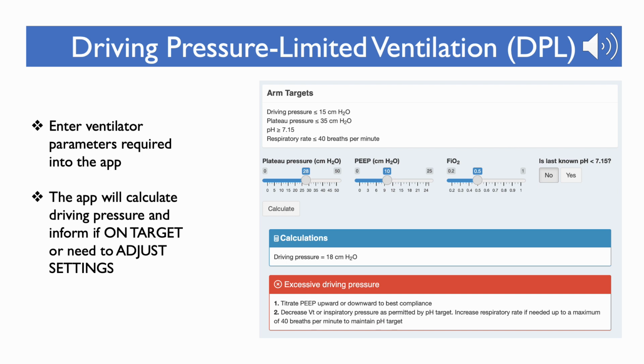The respiratory rate may be increased to a maximum of 40 breaths per minute to maintain the pH on target. After adjustments are made, the measurements can be repeated and re-entered in the app to ensure the protocol is being followed.